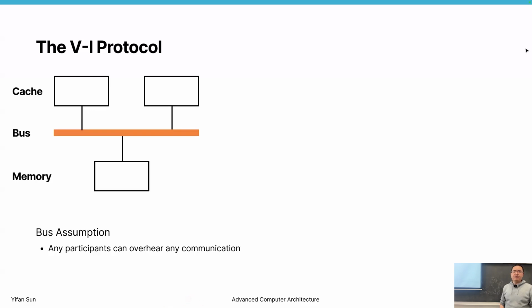So we start from a very simple coherency protocol. We call it the VI protocol. VI stands for valid and invalid. Whenever we name a coherency protocol, we use the state names to represent the protocol name. So here we talk about the bus assumption.